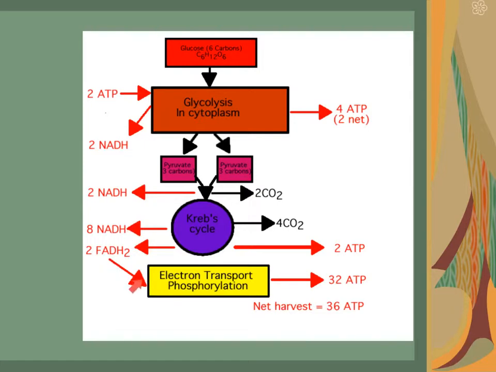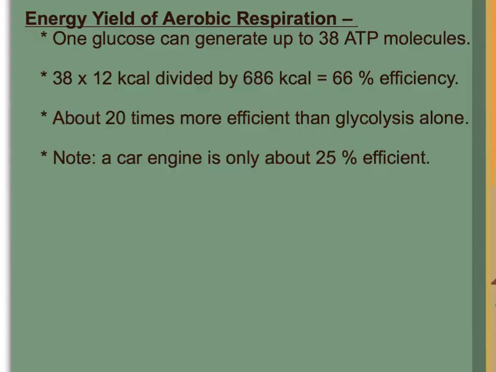We then enter the electron transport phosphorylation. At this point, we have 32 to 34 ATP made. From beginning to end, we have a net gain of 36 to 38 ATP molecules made per glucose.